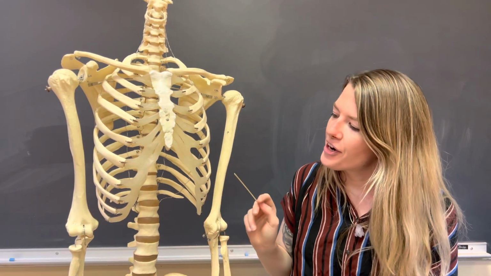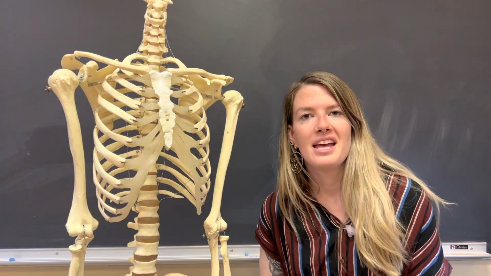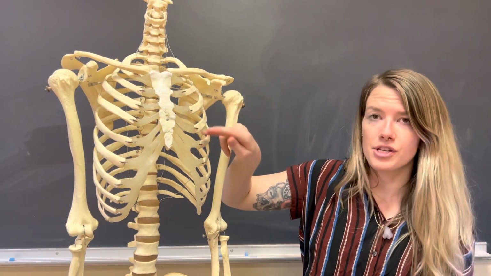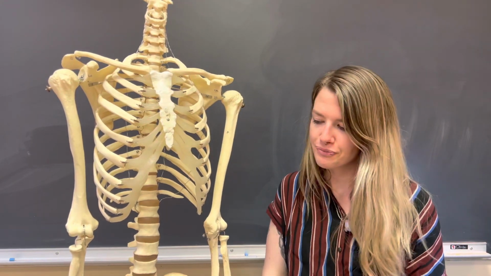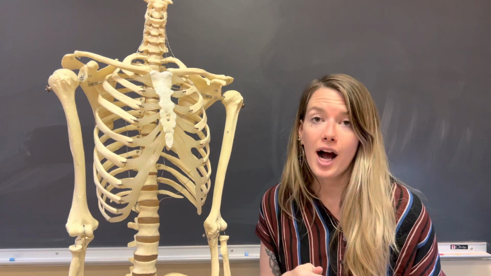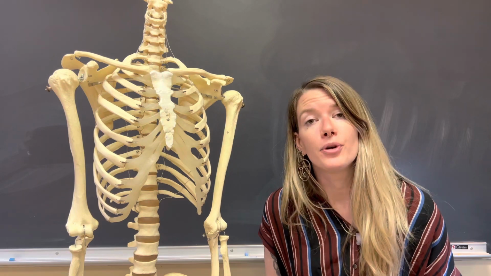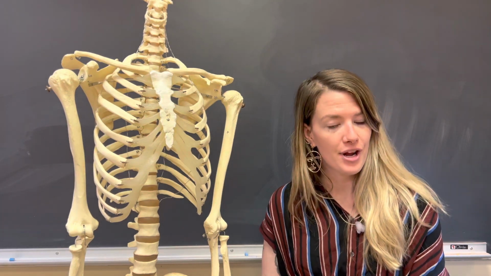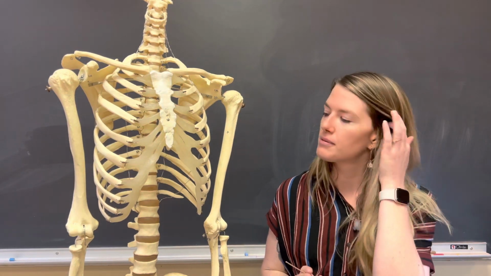The last 5 are going to be called false ribs. Now, they're false ribs because they don't directly articulate anteriorly to the sternum as the first 7 do. Now, within your false ribs, you have 2 different categories of ribs. They're called vertebrochondral ribs and vertebral ribs. So ribs 8, 9, and 10 are called vertebrochondral ribs, named for their anterior and posterior articulations.